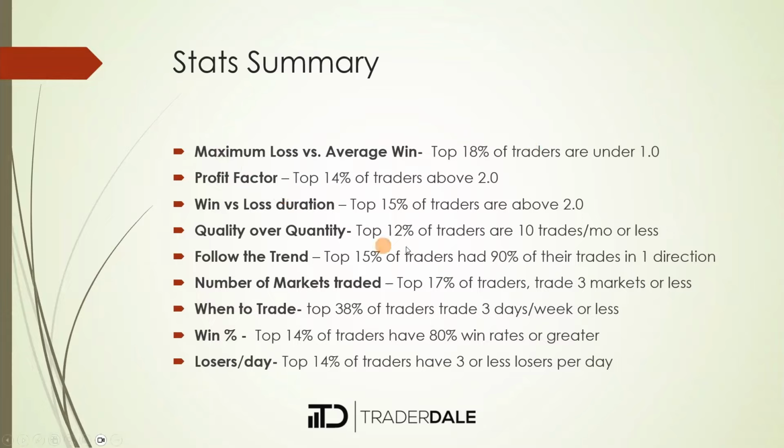Quality over quantity. Top 12% of traders are trading 10 trades a month or less. Following the trend, top 15% of traders had 90% of their trades in one direction. Number of markets traded, top 17% of traders trade 3 markets or less. When to trade, top 38% of traders are trading 3 days a week or less. Win percentage, top 14% of traders have an 80% win rate or greater.